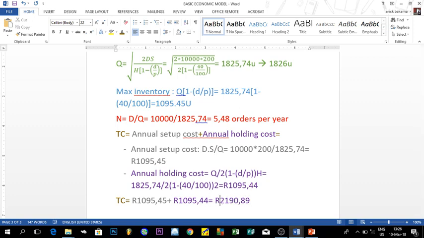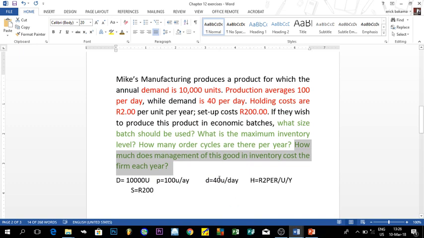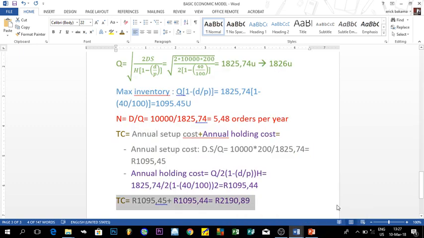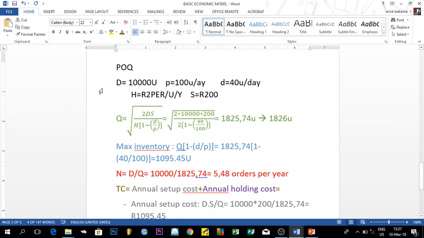That means that if the company wants to keep this product, they'll have to pay this cost of 2190.89. And I don't know, is there a third question? No, there is no third question, which means we're done with this question. So you will realize that calculation about the production order quantity, and inventory in general, is only about knowing the formula. You need to know which formula to use and how to use it, and then you will be fine.